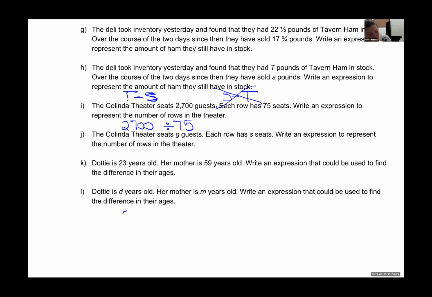Wonderful. Okay, so then the Colinda Theater seats G guests. Each row has S seats. Write an expression to represent the number of rows in the theater. G divided by S. Yeah, I need to start with the total. There's G guests total in the theater. And then I need to divide by the size of a group in this case, the group information. Okay, so order would matter. Now you could write it like this, or you could write it like a mathematician, G over S. It means the same thing. Is anybody mad at me?